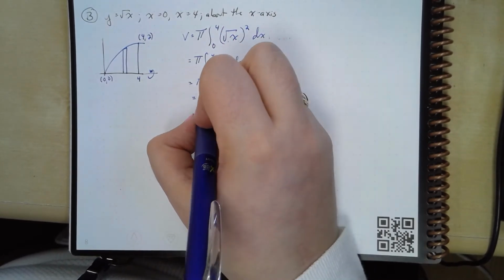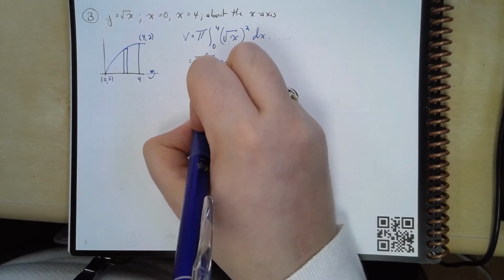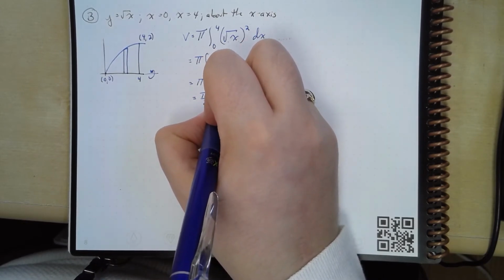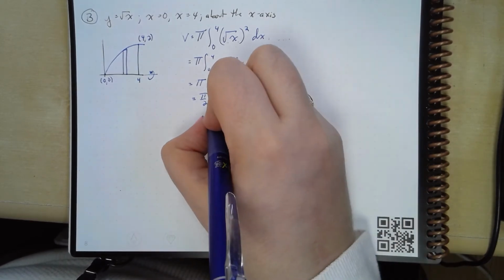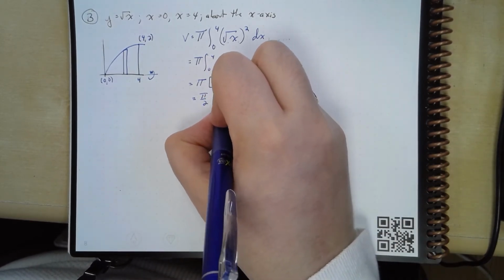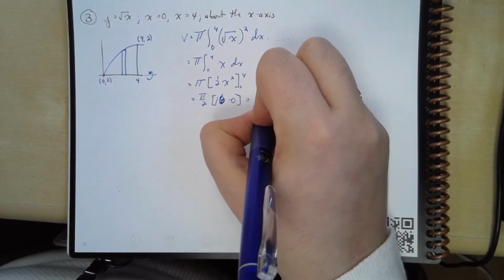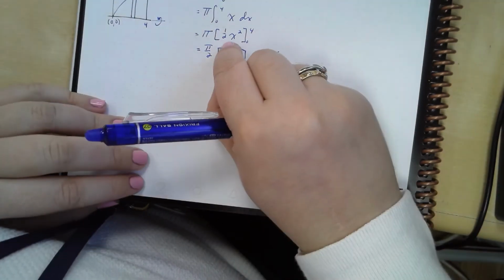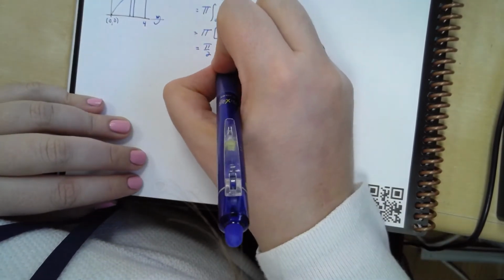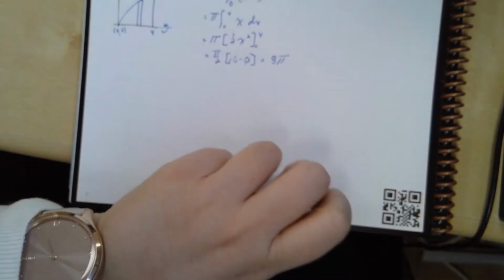I'm just going to do this quick. Pi over 2 times 8 minus 0, so, nope, 16. I jumped the gun there. So this is equal to 8 pi. I'll erase that so you can actually see it correctly. 16 minus 0. There you go. So hopefully that makes sense. Let's do a few more examples.